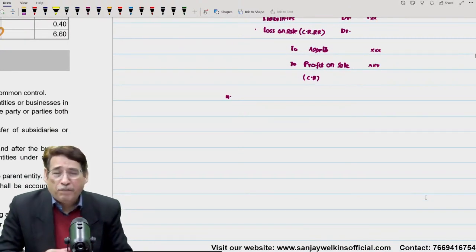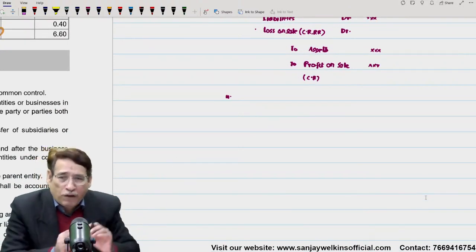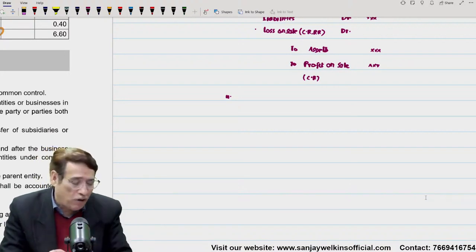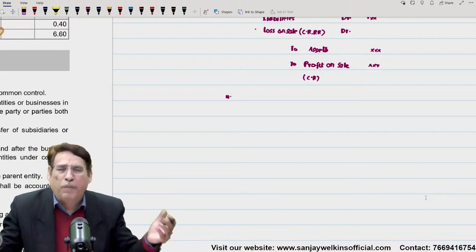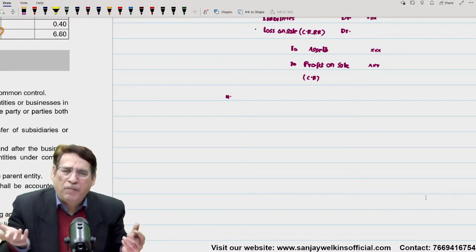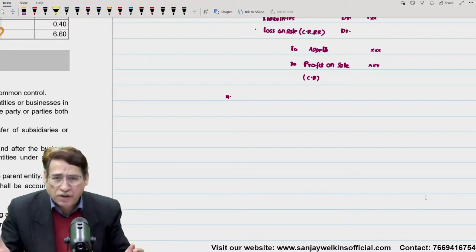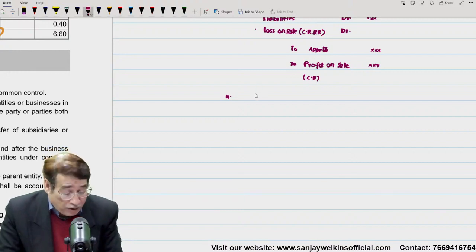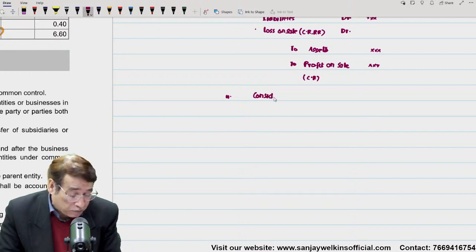After this entry, when you have transferred the asset, when you have transferred the liabilities and you have passed the entry, what else could be possible? Think of this. Only thing remaining is with respect to consideration. Isn't it? So, next step in the books of demerged entity, with respect to consideration.